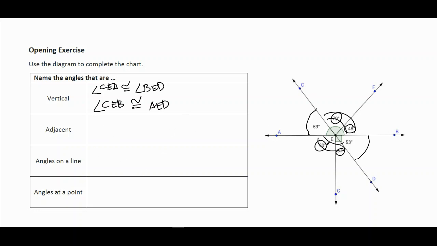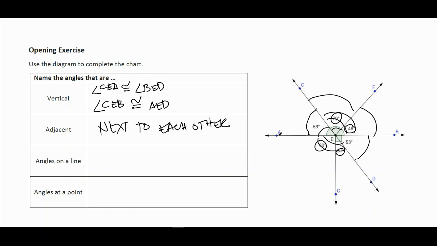Now adjacent angles. There are a lot of adjacent angles. Just look at this: angle CEA and angle CEF. They are next to each other, this one and this one. You can also tell me CEF and angle FEB, they are next to each other. As long as they are next to each other, they are adjacent.